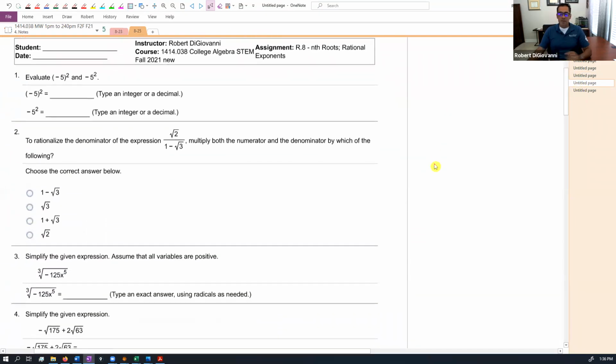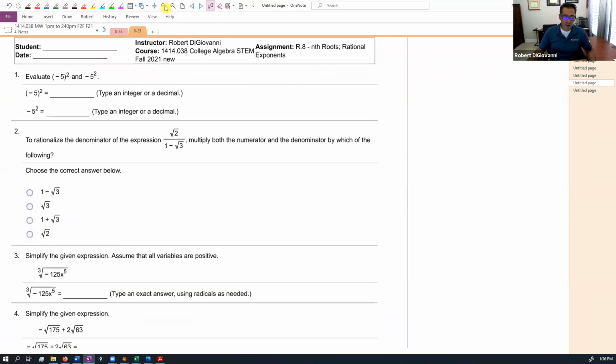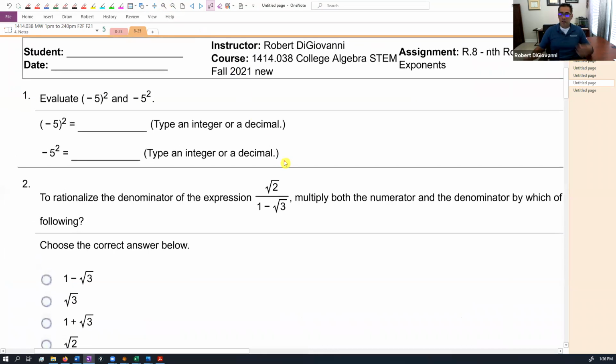Okay, so I'm going to do this the same sort of way that I did the other sections. I'm just going to kind of work through the homework. So the first question here is to evaluate these two expressions. So this is just making sure we understand how important parentheses are when we're squaring something. So the first one here, well, let me ask.